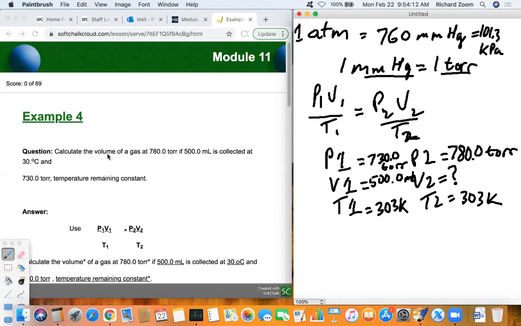So if you look at what's going on here, calculate the volume of a gas at 780.0 torr. So the volume of the gas has a question mark, and we know it's at 780.0 torr. We also know the temperature is constant, which means the temperature is the same in both sets of conditions. So that's why I put the 303 K there, although I probably shouldn't have put it there first, but it didn't really matter in the end. The other thing is that it's 500.0 mils collected at 30 degrees Celsius and 730.0 torr. So all of those are under the same sets of conditions. Does anybody have any questions so far?